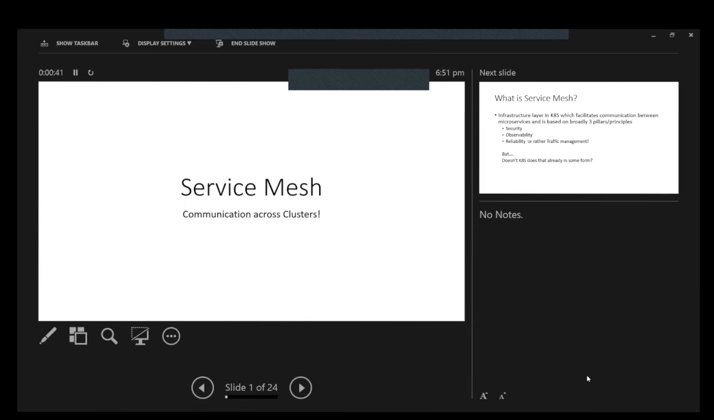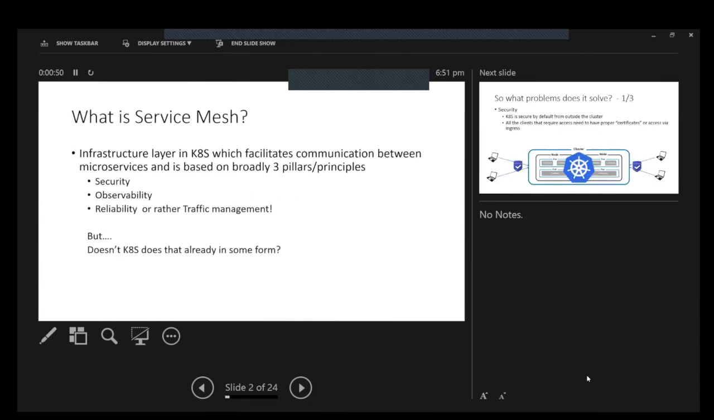So what is service mesh? Let's understand this. Service mesh is basically a kind of security measure. It's an infrastructure layer which connects all the microservices together. And the closest definition of service mesh is that it's based on 3 broad principles: security, observability, and reliability, also called traffic management, and we'll come to see what that is about.